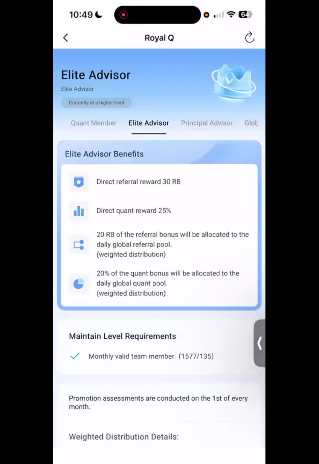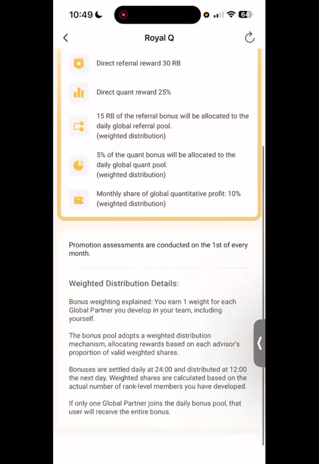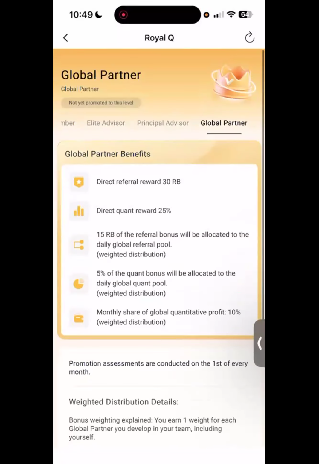Then we have elite advisor. Under the elite advisor, you need to have a total of 135 and 20 to get to this rank. Then these are the rewards. In that order, I'll not go too much into details, but we have 4 ranks. The last rank is the global partner, where you earn global dividends, monies that come once in a month, but there are other incentives as well. So if you want to get more details, you can come here at your own time and read more.